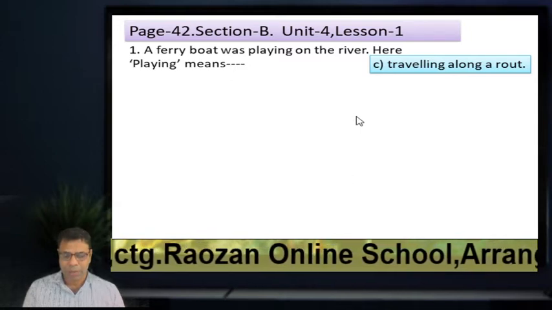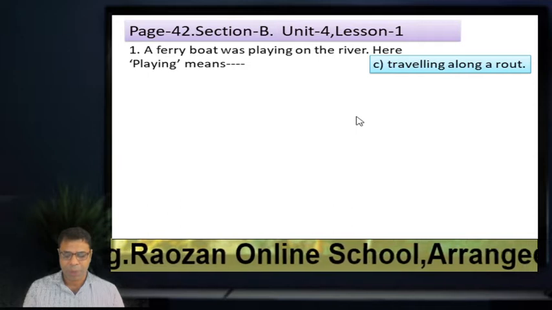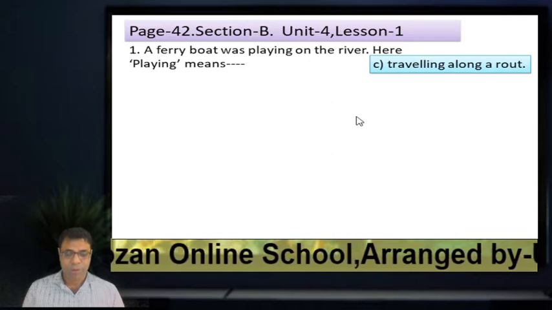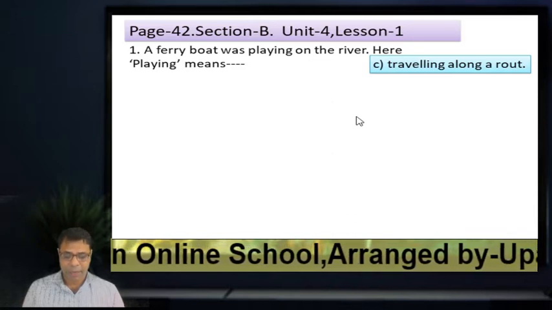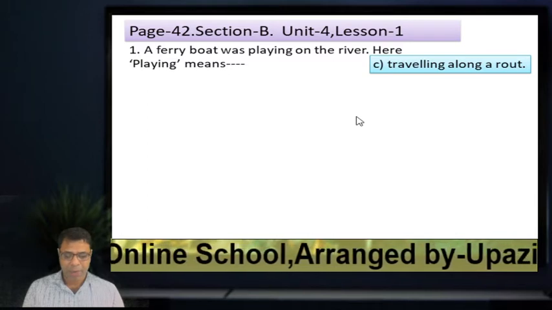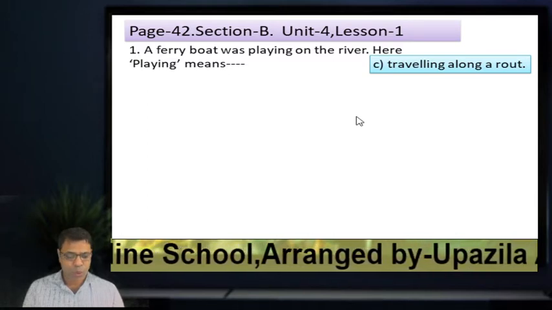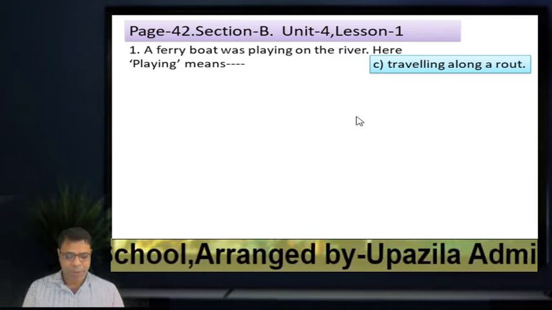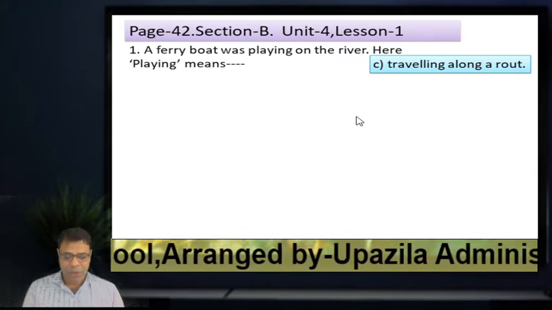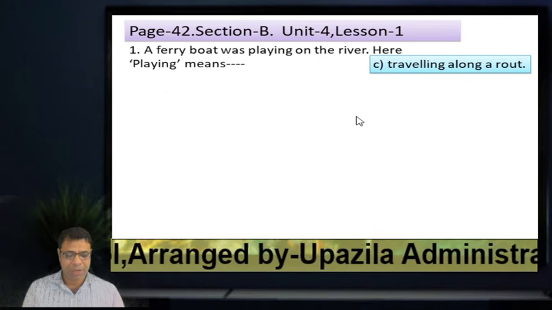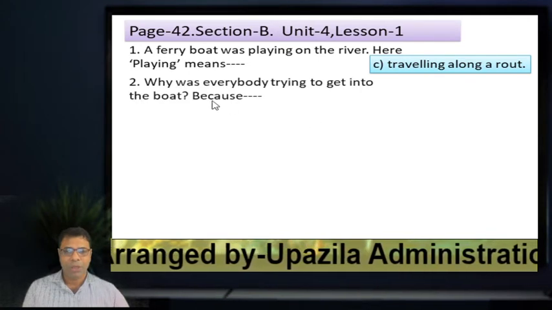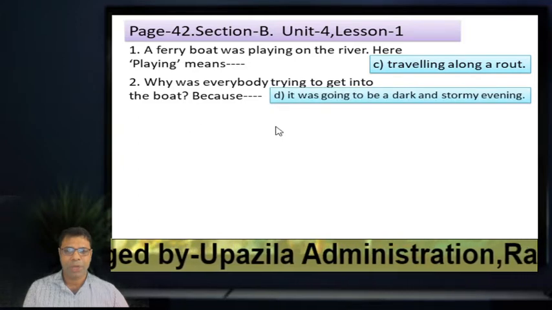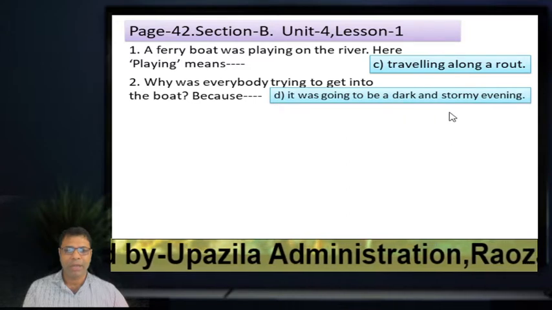Now come to question number 2. I am going to read. Listen to it very carefully. Why was everybody trying to get into the boat? Because option A, it was a weekly bazaar day. Option B, after sunset no ferry would ply on the river. Option C, everybody had shopping bags with them. Option D, it was getting to be a dark and stormy evening. The answer would be D, it was going to be a dark and stormy evening.